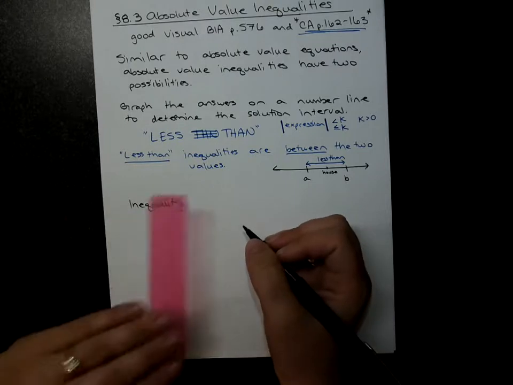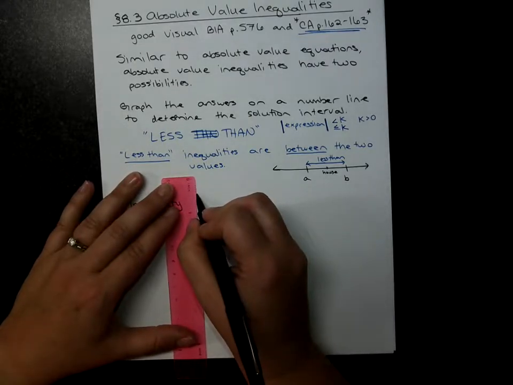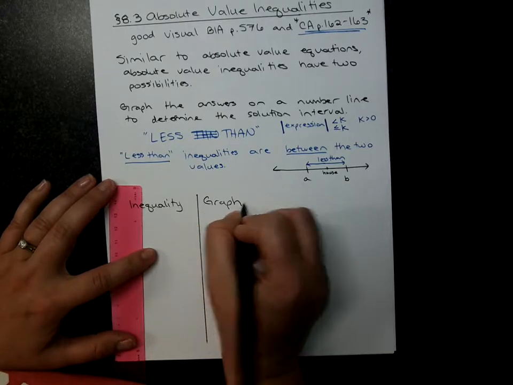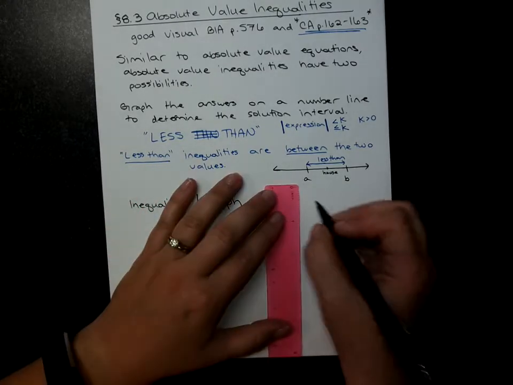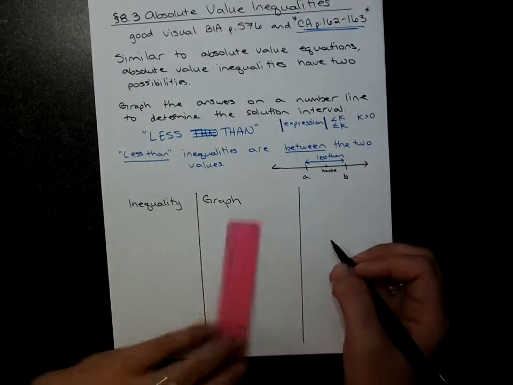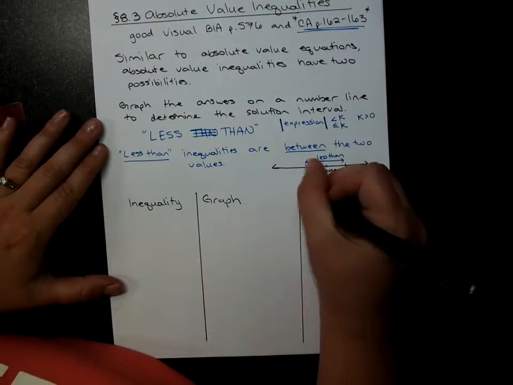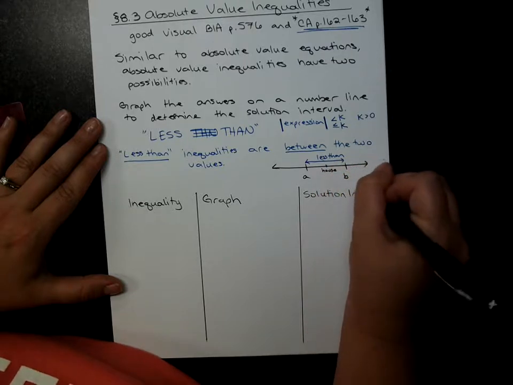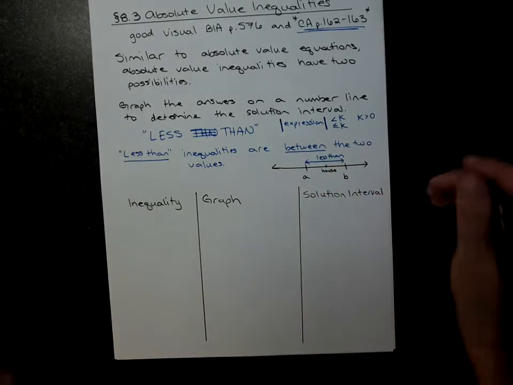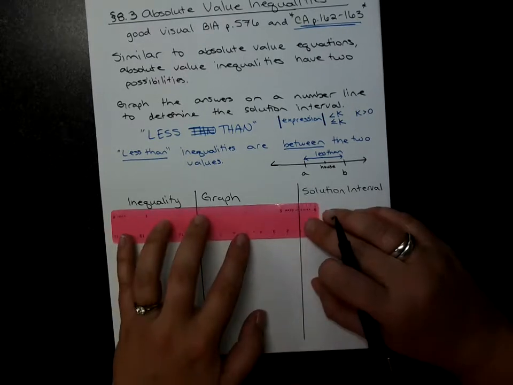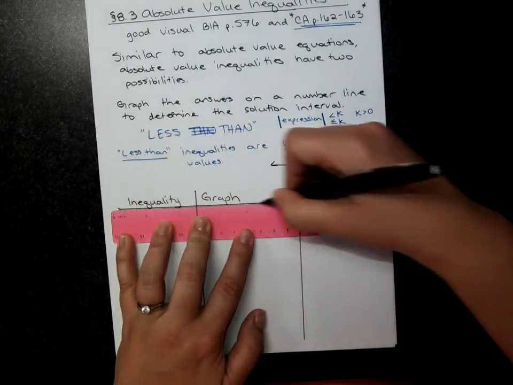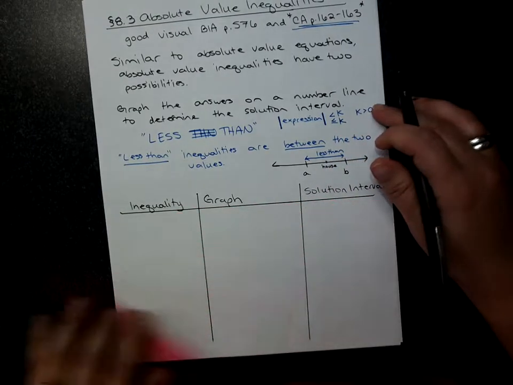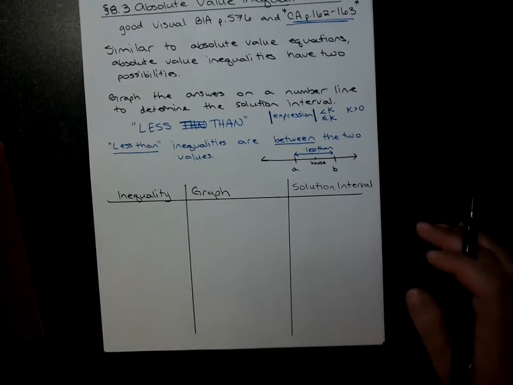And then if you want to make a 3-column chart here, we're going to have the inequality. Then we're going to graph to get our solution interval. So if you want to make a 3-column chart, you have your inequality, your graph, and then what we call the solution interval. We'll use the rest of the page for some examples.